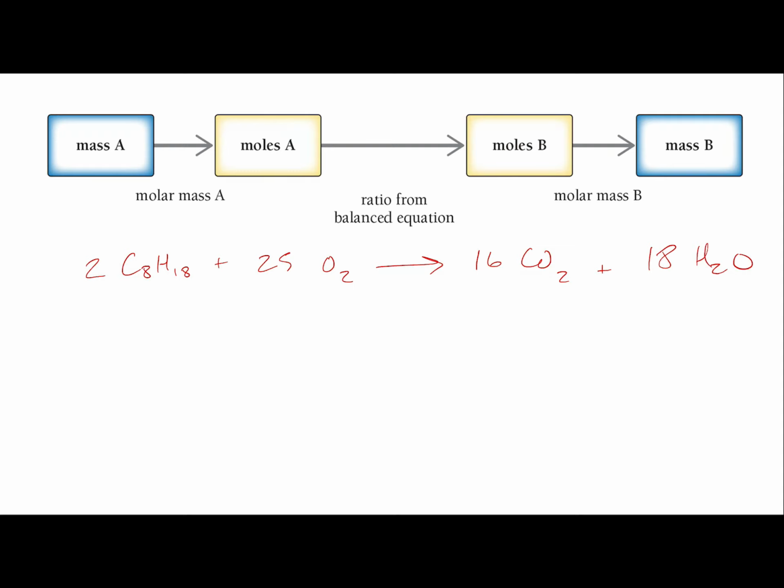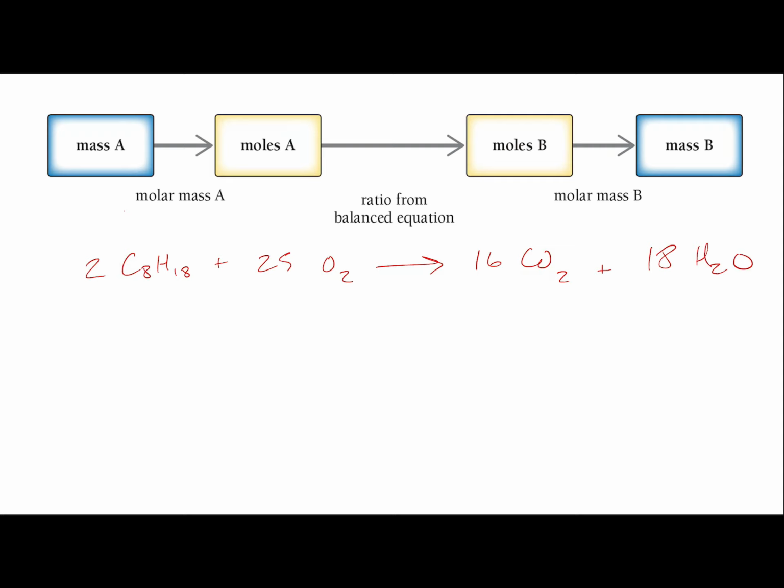Now, the chemical equation contains conversion factors between moles of reactants and moles of products. But we're often interested in the relationship between the masses of reactants and the masses of products. So the general outline for this type of calculation is right here shown.